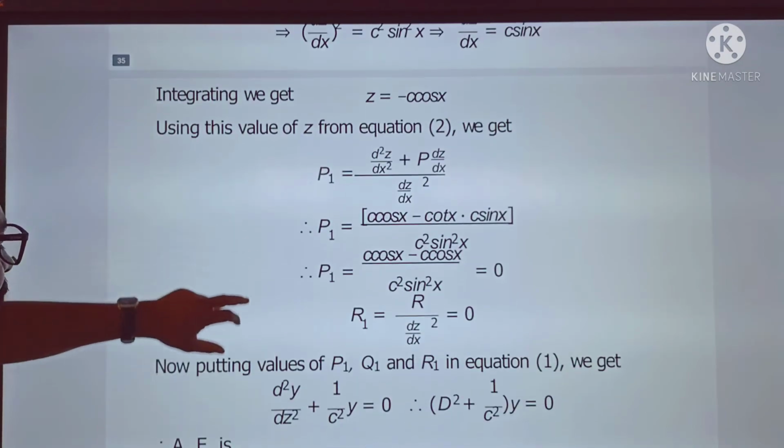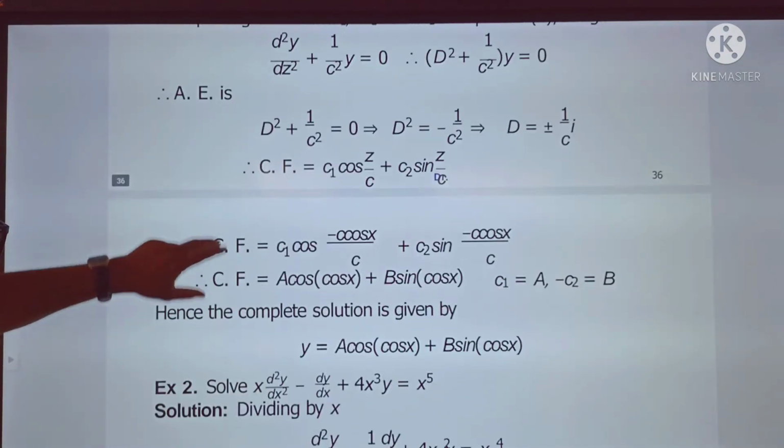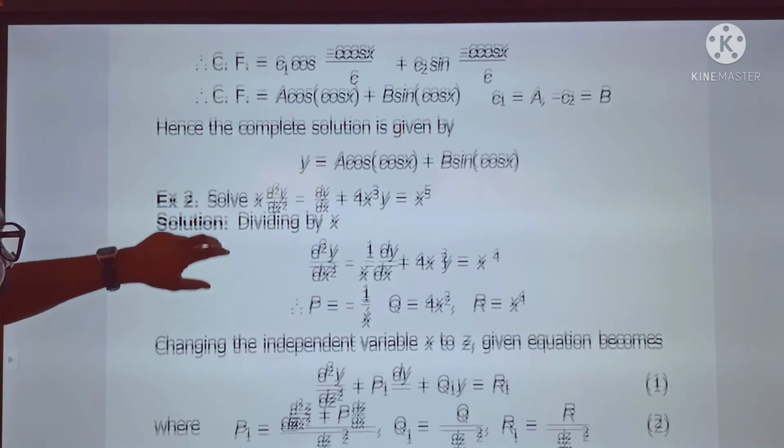Here it is totally in your PDF file. So you can see the examples.